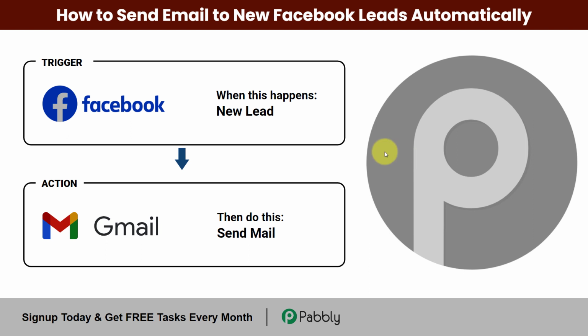Now to do this, we will have to integrate Facebook lead ads with Gmail, and we can do the same using Pabbly Connect. So here our trigger will be Facebook lead ads and our action application will be Gmail. Now to understand how you can integrate and automate this entire process, let's begin.